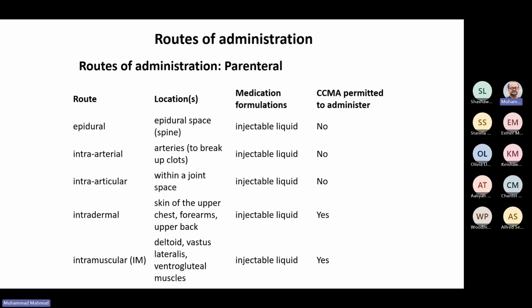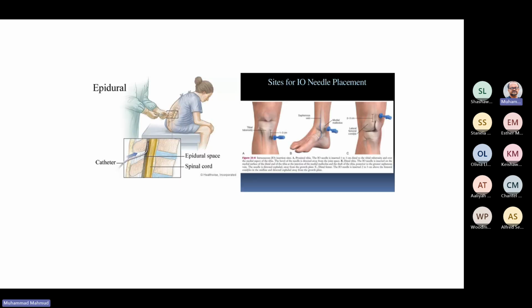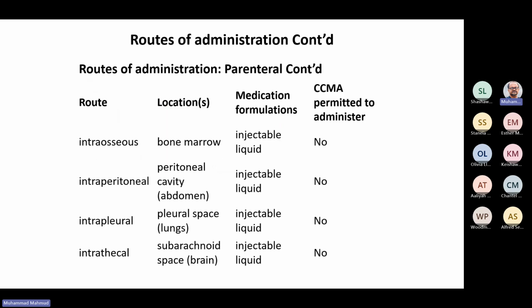Parenteral routes. Okay, let's start with enteral. Enteral medications are given by mouth. It is going through intestine. So the word is enteral. Parenteral means beyond this digestive system, like epidural given in the spine, intraarterial within artery, intraarticular within joint. We are allowed to do the intradermal injection as a CCMA or intramuscular within muscle. This picture shows those in epidural and intraosseous injections. We are not permitted. Only the physicians and the trained nurses can do that.